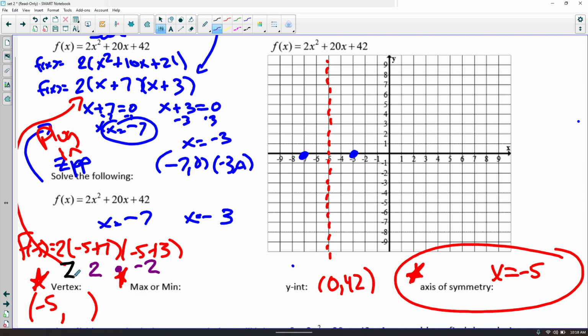The stretch on the outside. I need to make sure I have my stretch. So let's multiply those three numbers together. What is 2 times 2 times 2? And one of them is negative, so that makes it a -8. So this ends up being -8. So I can put -8 right here. There's my vertex.